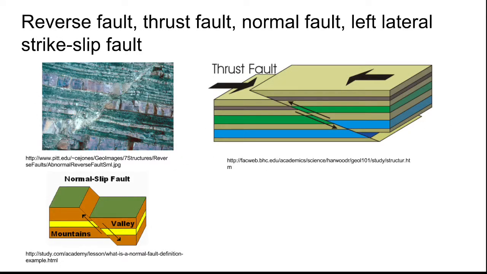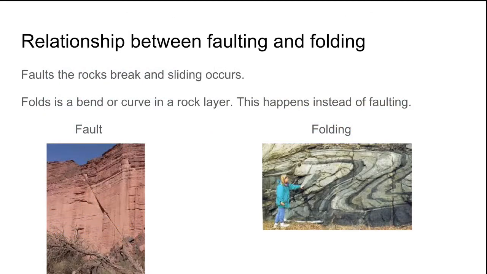Here are images that resemble reverse, thrust, normal, and left lateral strike slip faults. The relationship between faulting and folding. Faults are when rocks break and sliding occurs. Folds are when there's a bend or a curve in a rock layer. This happens instead of faulting.